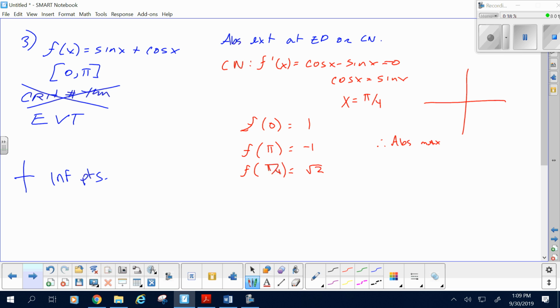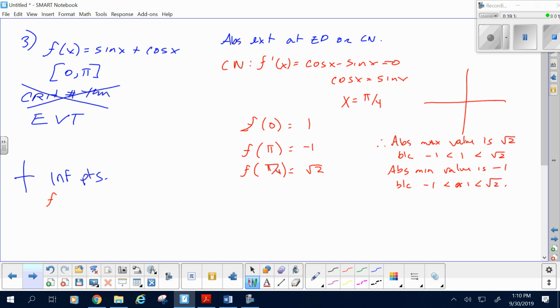From this, we can conclude the absolute max. Do they want where the absolute max is or what? The values. Okay. So the absolute max value is, which is bigger, 1 or root 2? Root 2, because root 2 is greater than the other guys. And the absolute min is negative 1 because it's the least f. Negative 1 is less than. Okay, and then the inflection point question.